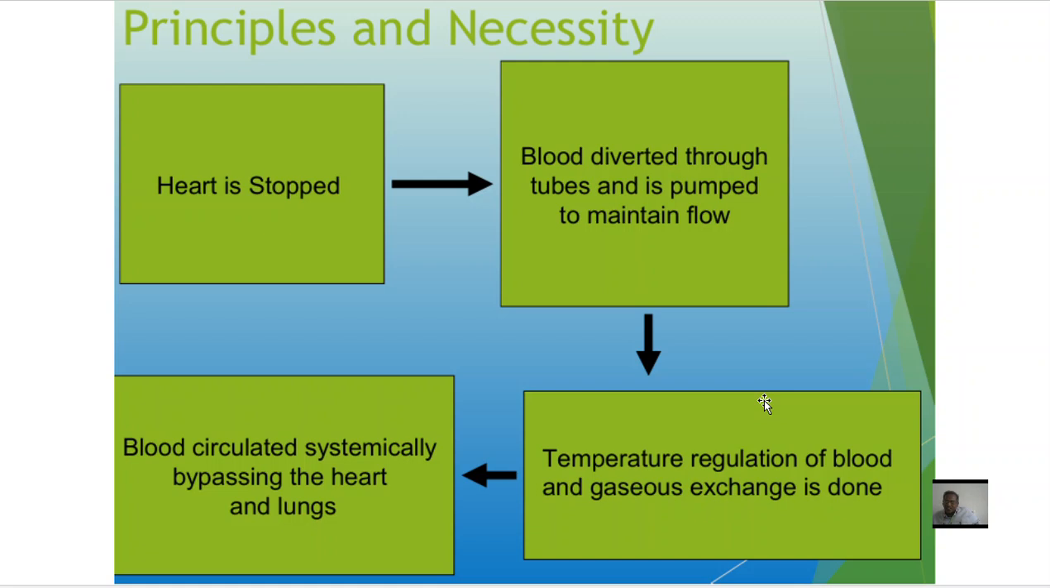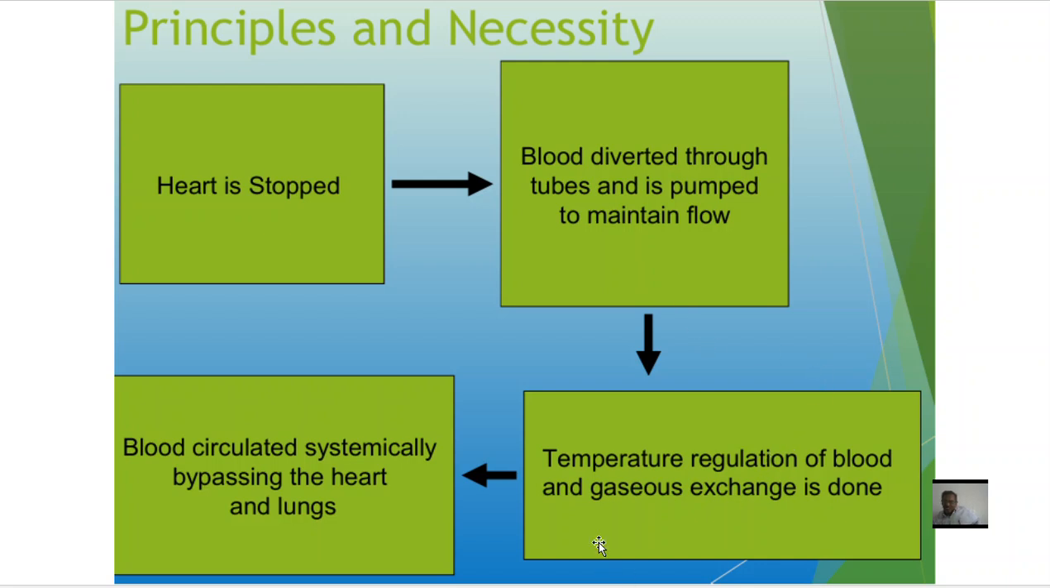A circuit which is used to take the normal blood supply of the human being to the outside of the human being is called an extracorporeal circuit. So that is, blood is diverted through tubes and is pumped to maintain the normal flow into the body. So that is the second function.